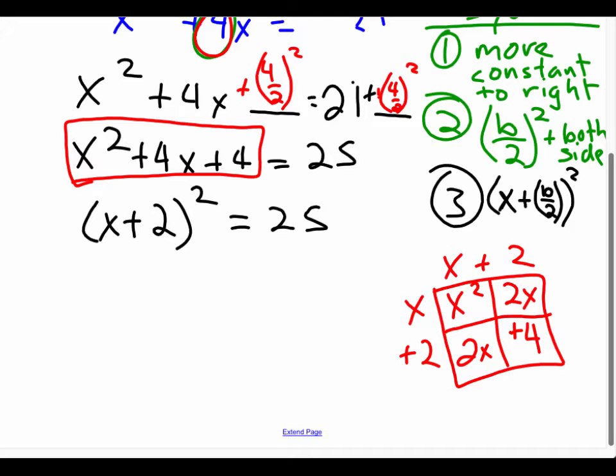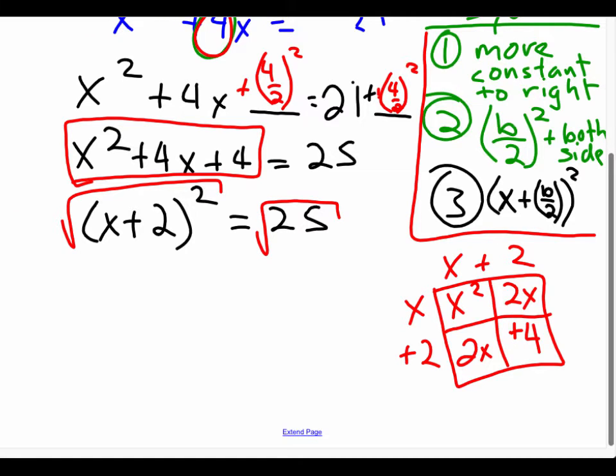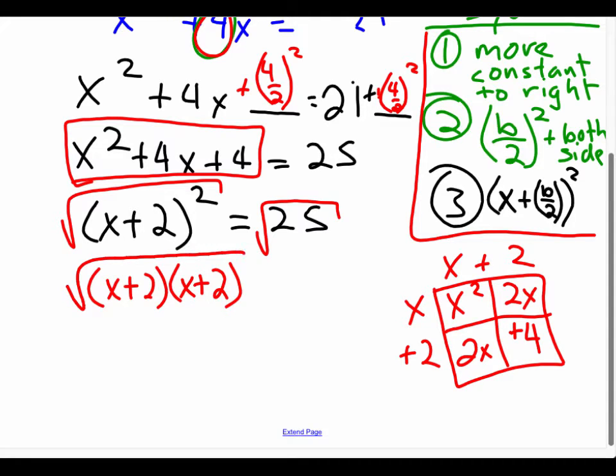So before I move any further, are there any questions about what we've done so far? Okay. Now this process right here, this is what we do every time. As long as we do this every time, it'll work out. Now, if I take the square root of this side and the square root of this side, remember this is like x plus 2 times x plus 2. And when you take the square root of that, you're left with what? Just x plus 2.